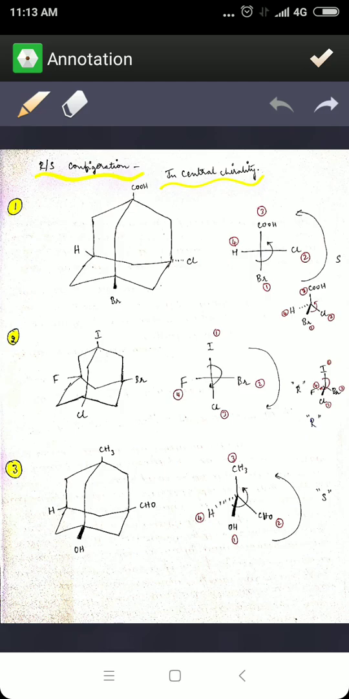Now let us take the third example. In the third example, again, there is a CH3 on the vertical line on the top. We have the hydroxyl on the bottom. We have hydrogen on the left side, and we have the aldehyde on the right side. And here, as you already know, hydroxyl gets the highest priority compared to aldehyde. So first it's hydroxyl, then it's aldehyde, third comes the hydrocarbon, methyl, and then fourth comes the hydrogen. So now we will do the RS configuration. It is 1, 2, 3, and 4 anti-clockwise, and hence it is S.